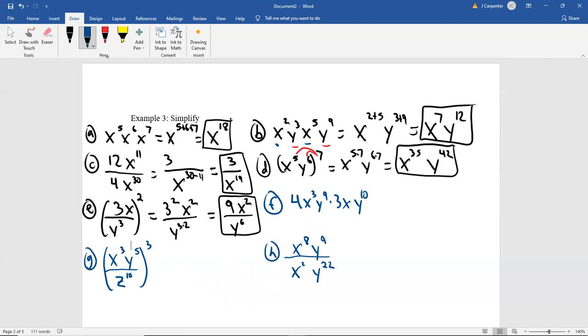Y'all can try these three. F is 4x cubed y to the 9th times 3x y to the 10th. G is x cubed y to the 5th over z to the 10th. I put little lines in the middle of my z so they don't look like 2's, but then that's all raised to the 3rd power. H is x to the 8th y to the 9th over x squared y to the 22nd. Just gonna make that 2 a little bigger.